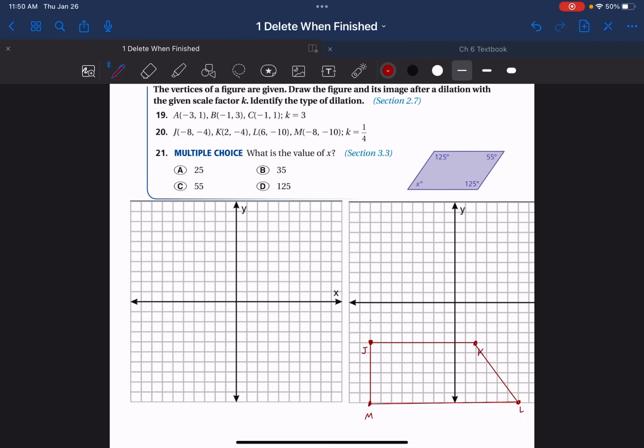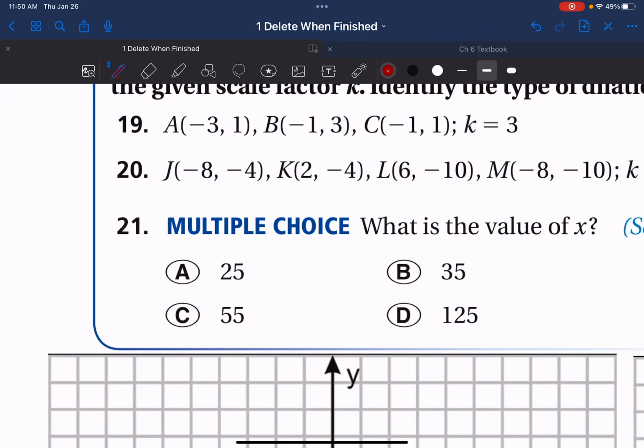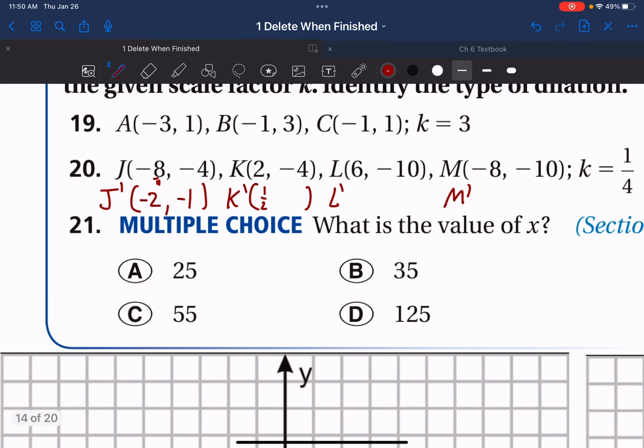Now we're going to do the image. This one dilates with a scale factor of 1/4. Now, if I were to multiply each of these by 1/4, it's the same thing as just dividing all of these by 4, okay? So now underneath here, we're going to put J prime, K prime, L prime, and M prime. -8 divided by 4 is -2. -4 divided by 4 is -1. 2 divided by 4, that's a half. -4 divided by 4 is -1.